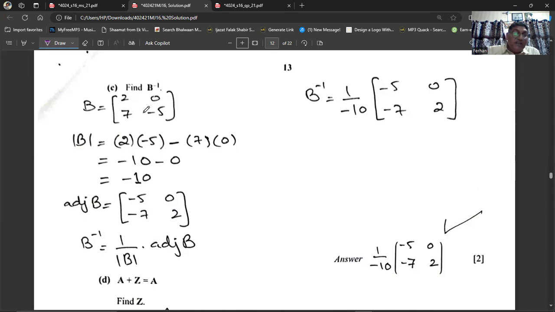In the adjoint of B, these two members, their positions are changed with each other, and for these two members, just their signs are changed. So the adjoint of B will be -5 0, -7 2. The formula for the B inverse is 1 by B determinant into the adjoint of B. So the B inverse will be equal to 1 divided by -10, and in the matrix, you will have -5 0, 7 2. So this is our answer for the B inverse.